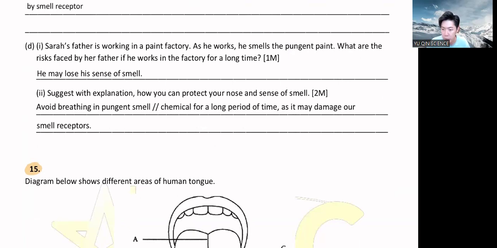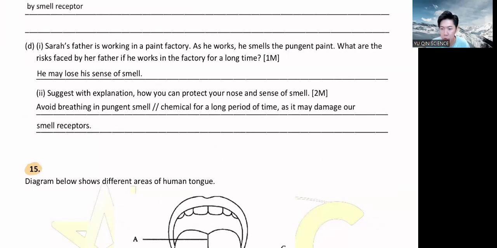Can say may cause health harm. Cannot, because we are under the nose question. Unless this question is under chapter 2, a lung question, then maybe you can say about lung problems.